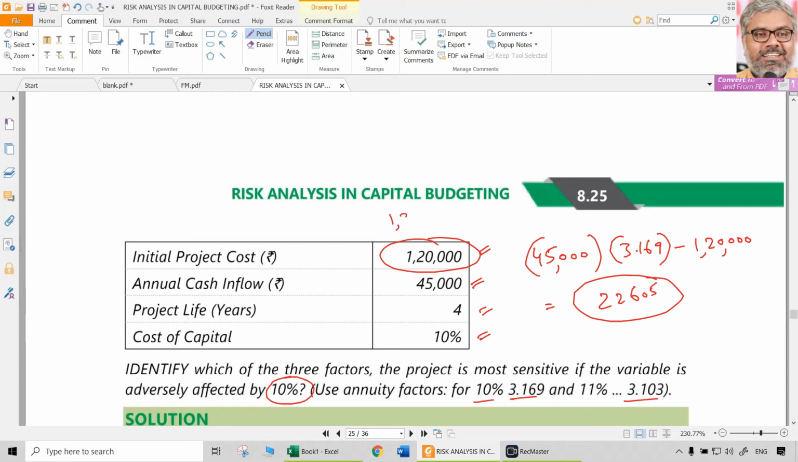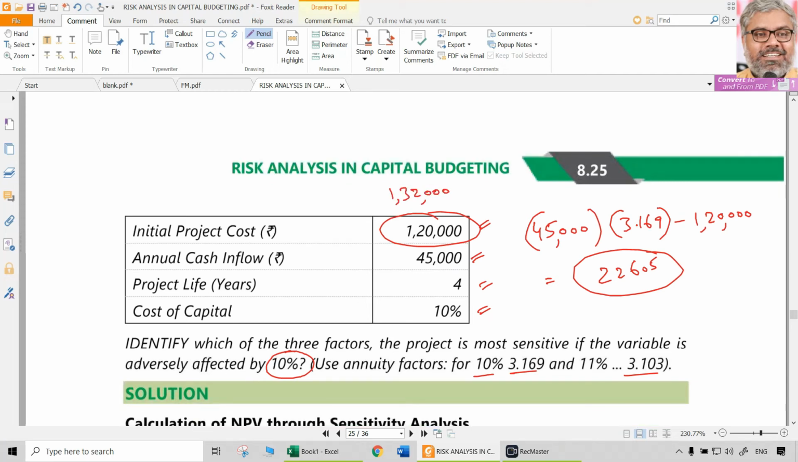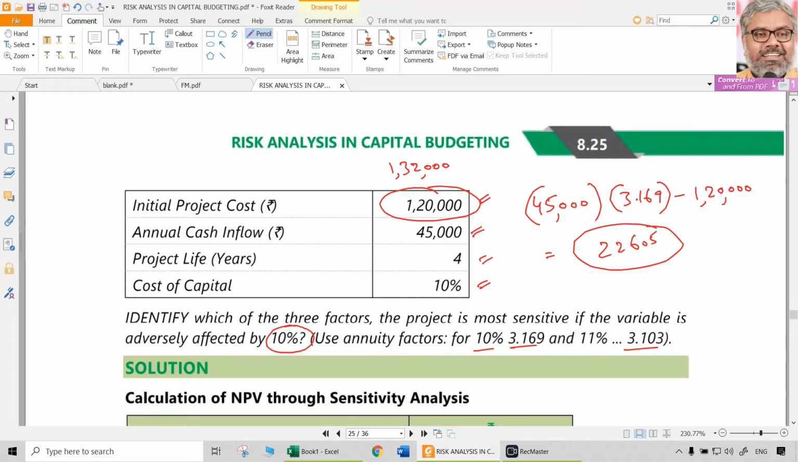It will become 1,32,000. So naturally, the NPV will be down by 12,000. You can show the recalculation once again, or just reduce the NPV here by 12,000. 22,605 minus 12,000 means 10,605 will be the new NPV if initial project cost is increased by 10%.